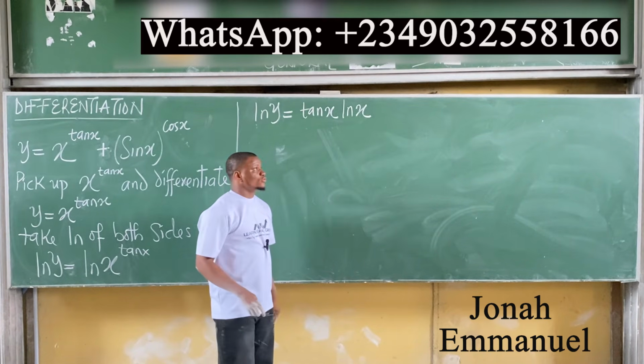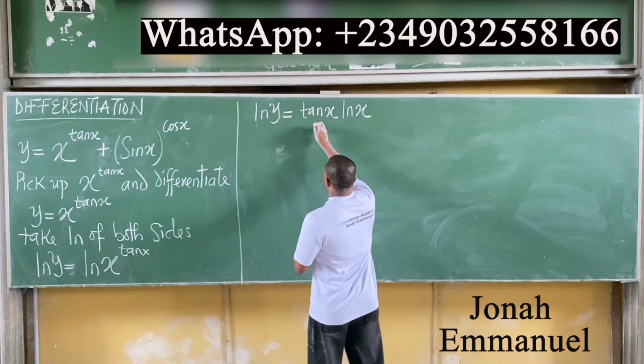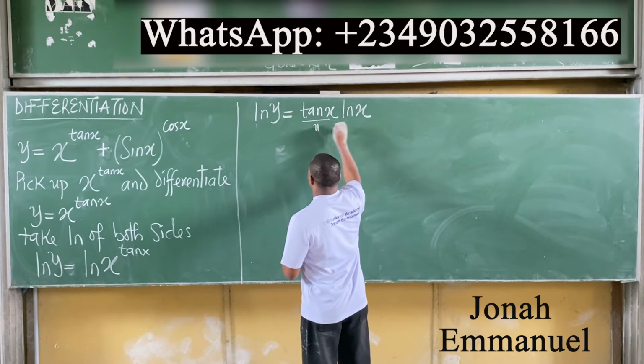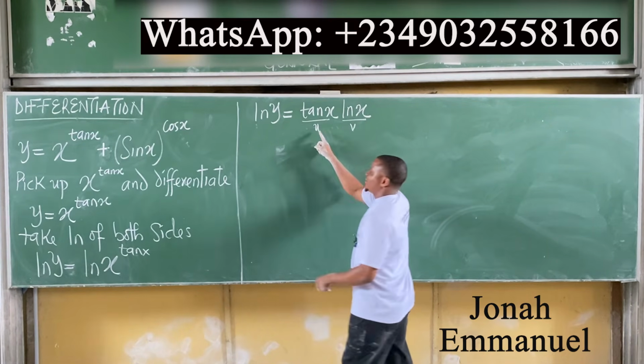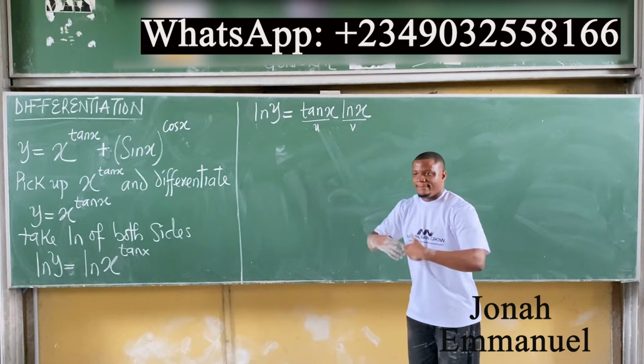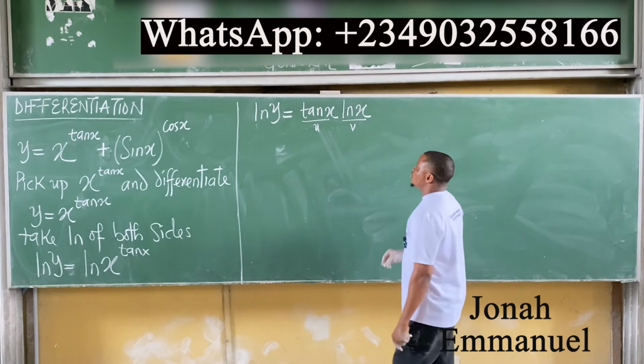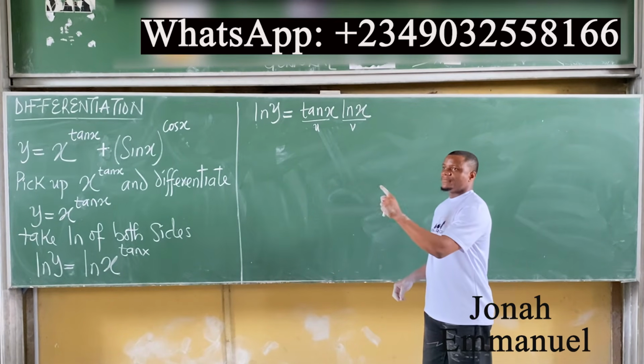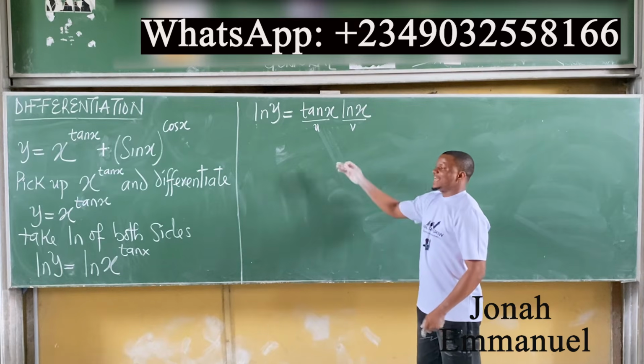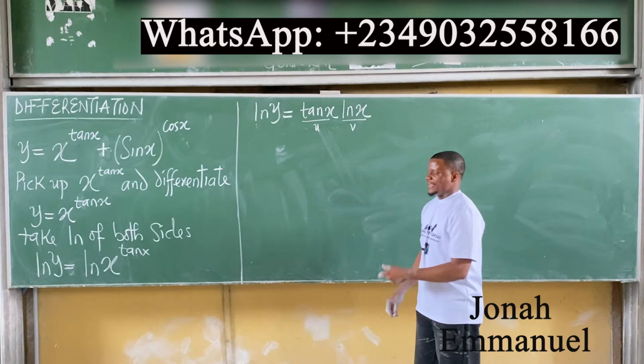Product rule. Let's use the product rule. This is what there? U. This is what there? It is the product rule because they are multiplying. The product rule says v du/dx plus u dv/dx. So let's get du/dx and dv/dx.